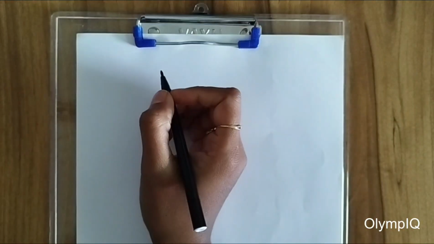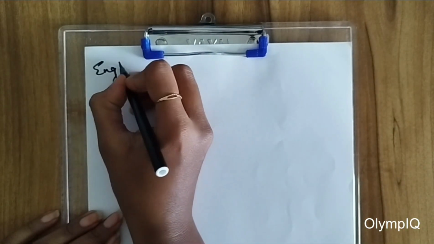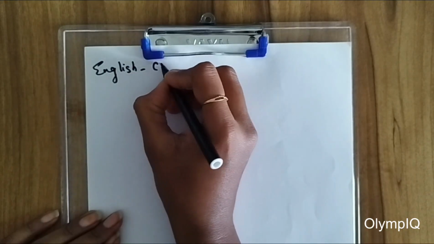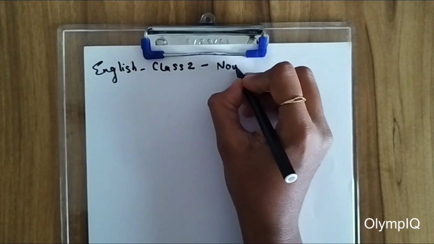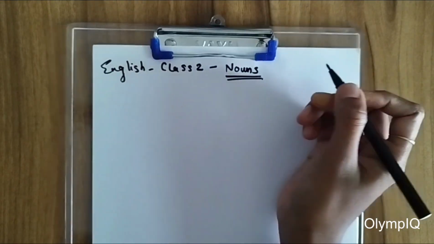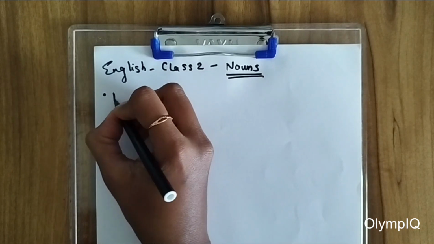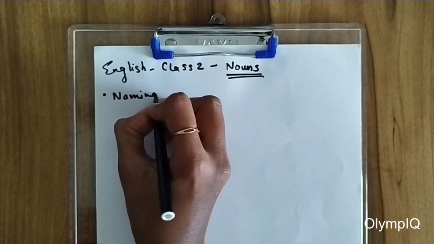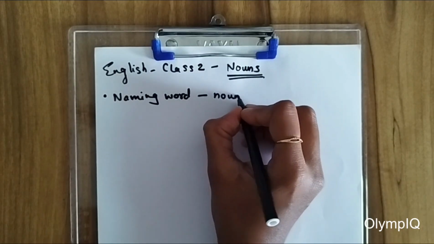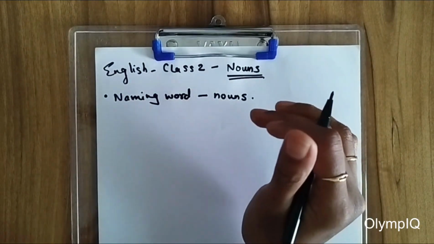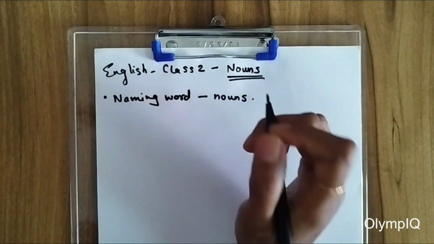In today's session, we are going to do a chapter from subject English for class 2, and the name of the subject is Nouns. So what are nouns? You can say naming words are called nouns. Now the words that name any person, place, animal or things are called nouns.